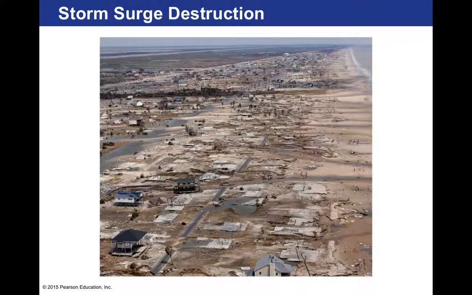This is an example of storm surge destruction. As you can see, some of the houses that were raised a little higher off the ground seem to survive, but anything along the ground was essentially all covered with water when the storm surge came in. And that's the end of chapter 19.